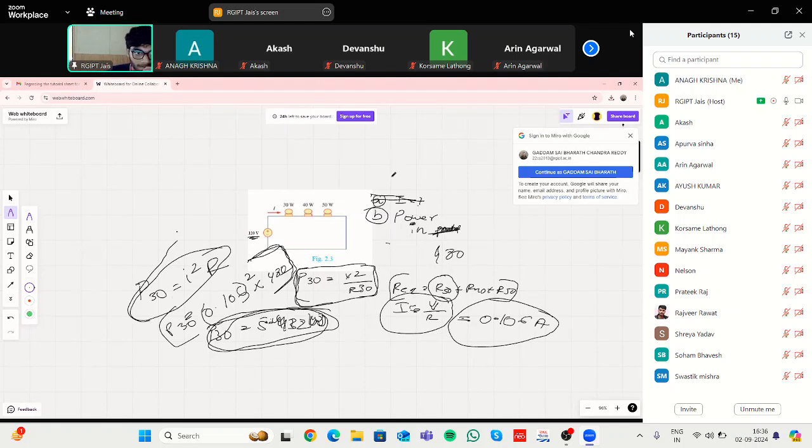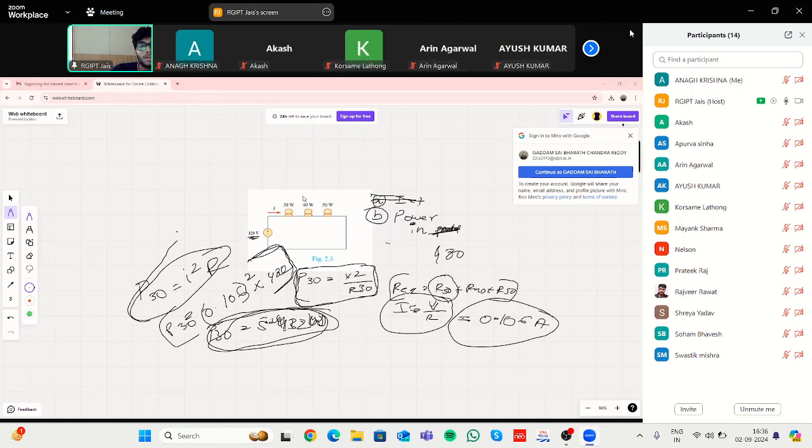Okay, so in the second part, we can apply this formula: P is equal to I square into R for each and every bulb, and you will be getting the power consumed by each and every bulb. So that ends the question here. Okay, it's done. I hope this question is clear for everyone. Yes, sir.